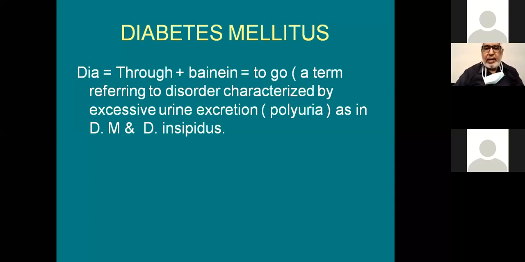As you are well aware, diabetes, dia means through, betes means to go, a term referring to a disorder characterized by excessive urine excretion, polyuria, in diabetes mellitus as well as in diabetes insipidus. Diabetes insipidus is entirely different from diabetes mellitus, but this symptom you will observe in diabetes insipidus as well, that there is polyuria.